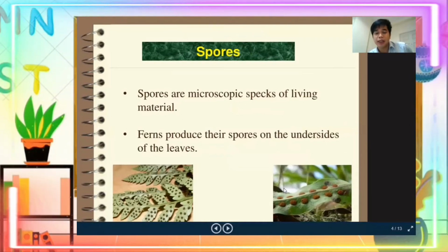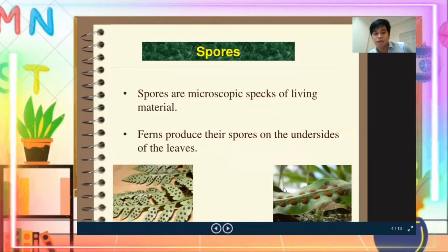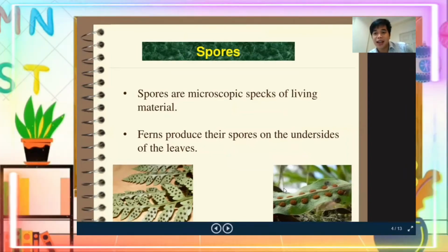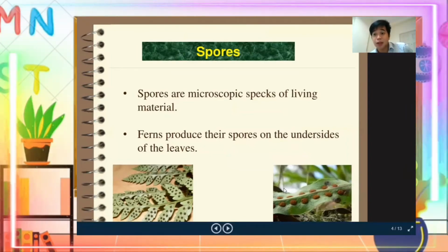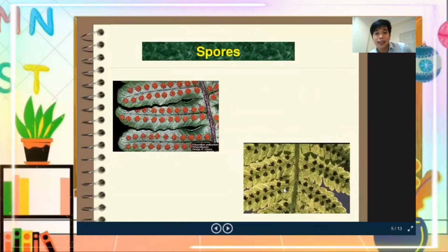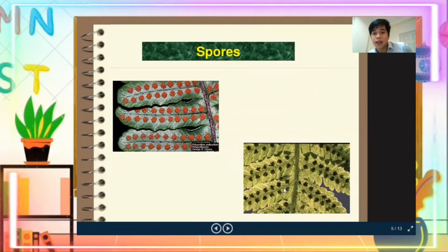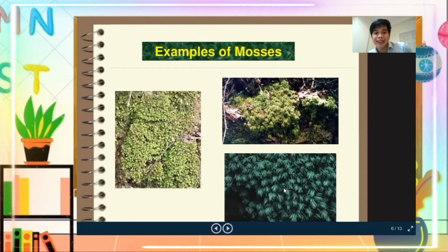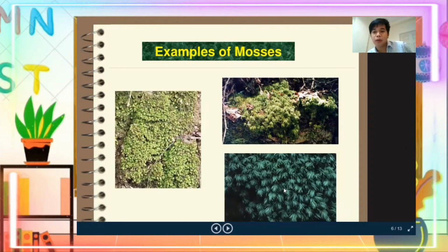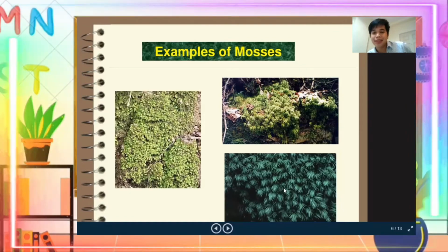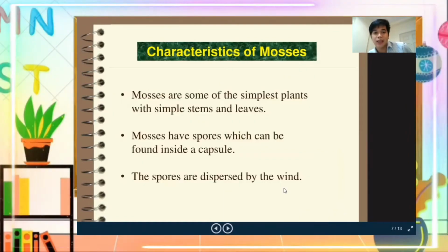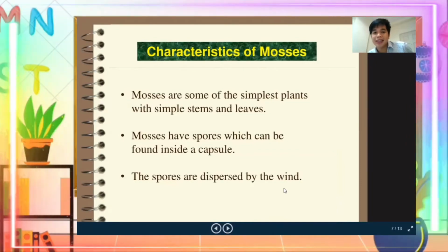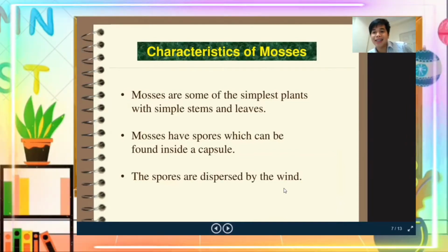Spores are microscopic specks of living material, and ferns produce their spores on the undersides of the leaves. As you can see below, this is a picture of spores. Next is another example of spores. Next are examples of mosses. Mosses have very thick leaves. The characteristics of mosses: mosses are some of the simplest plants with simple stems and leaves.